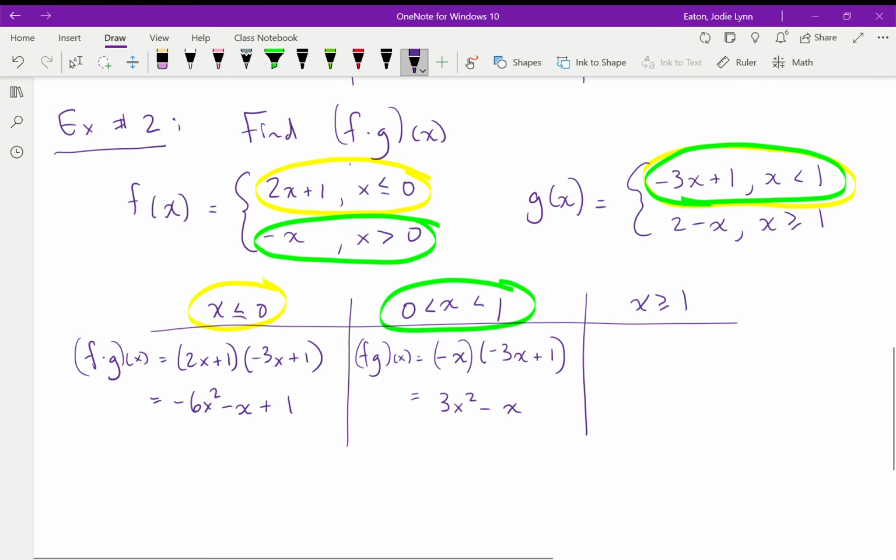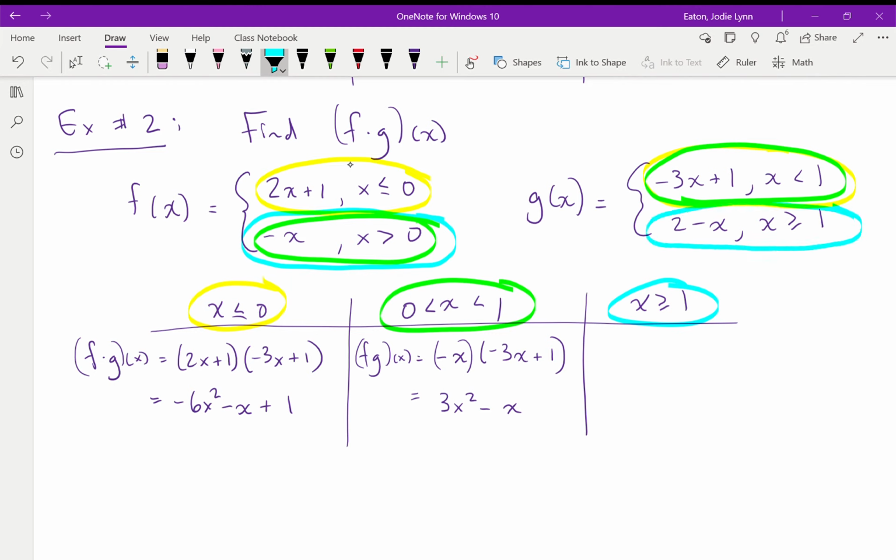And now, as we get bigger than 1, we have our x greater than 1 here. So this is going to be the same because greater than 0 is also greater than or equal to 1. We're going to keep the same function for f of x, but g of x is now going to change to be that function. So we have now f times g of x equals negative x times 2 minus x, which gives us x squared minus 2x.